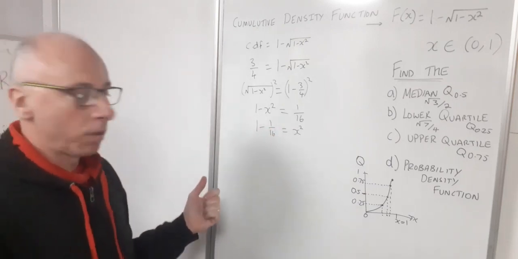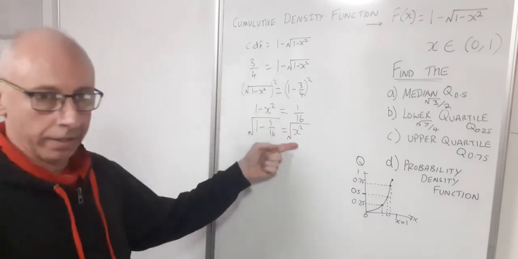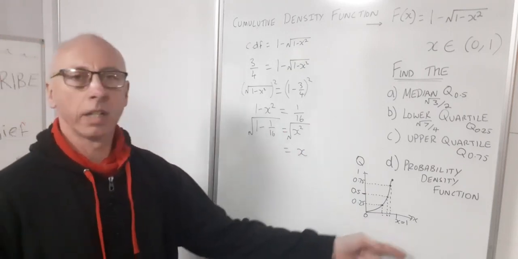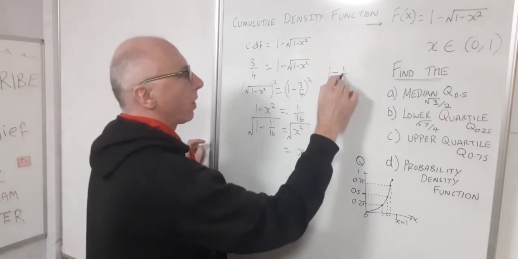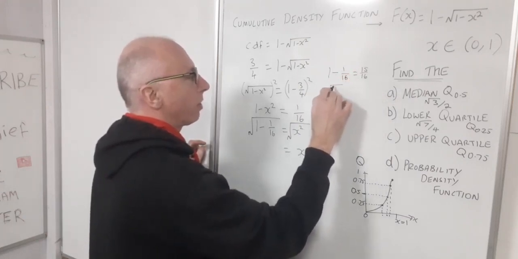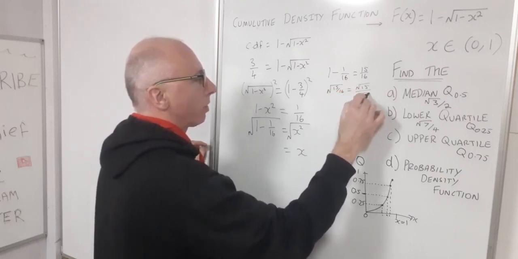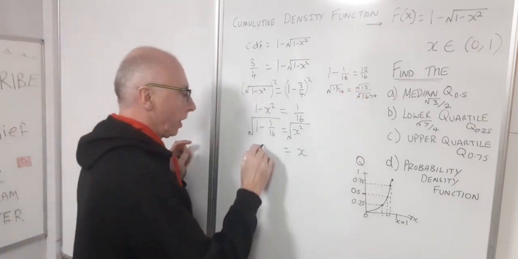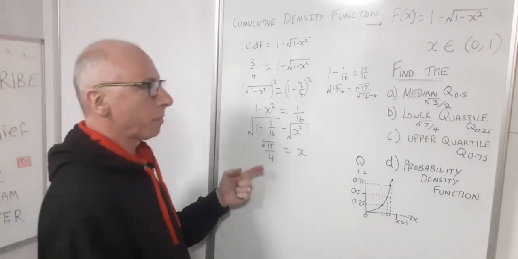Right, square root both sides. This side I'm going to be left with x, ignoring the negative values of x because that's not included. And here I've got square root of 1 minus 1/16. Well, 1 minus 1 over 16 equals 15 over 16. And then the square root of 15 over 16 is square root of 15 over square root of 16. We know that equals 4. So now x equals square root of 15 over 4. Okay, so that's my upper quartile.